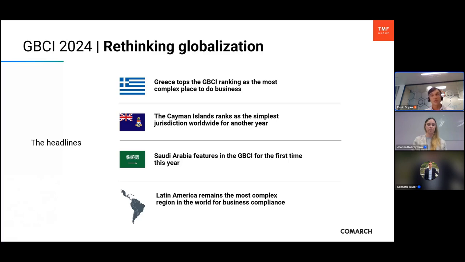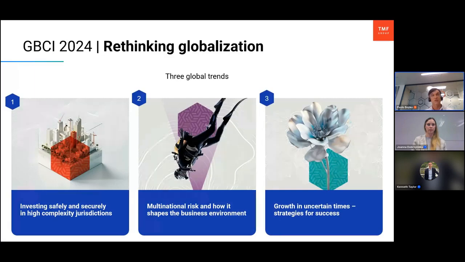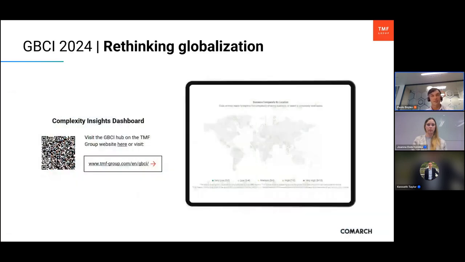On the next slide, you will see the themes of this GBCI report: investing safely, multinational risks, and strategies for success. Those three topics are very similar to what we're going to discuss today with regard to e-invoicing: the problem definition, why exactly it's important, and what might happen if a company is not compliant. Then towards the end, we will be talking about practical hints, strategies and tactics on how to implement solutions to stay, Joanna, I'm quoting you once again, compliant and competitive.